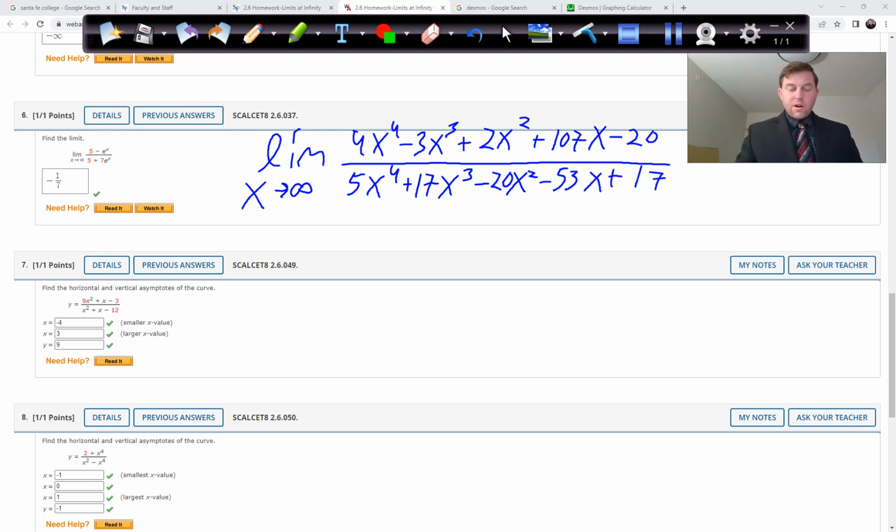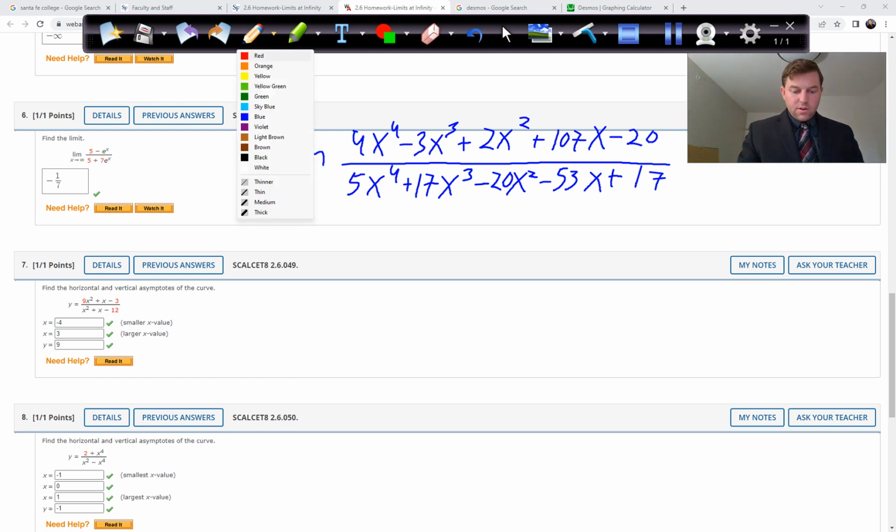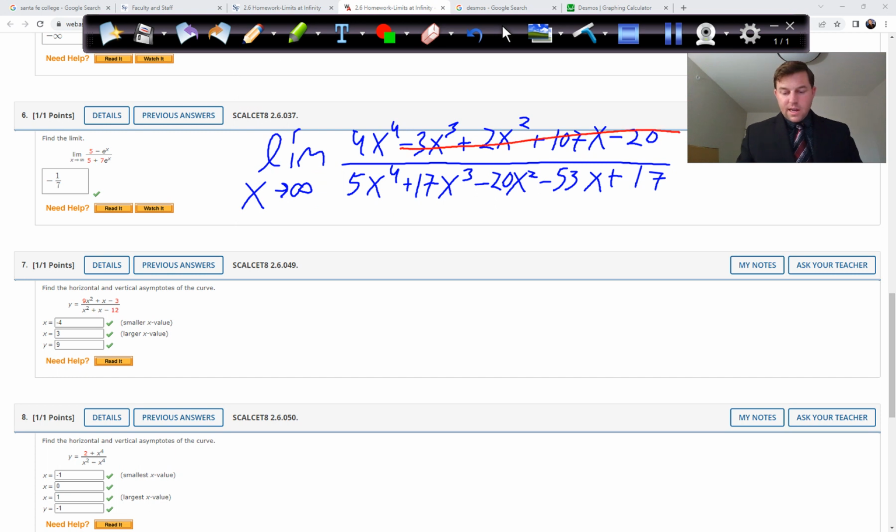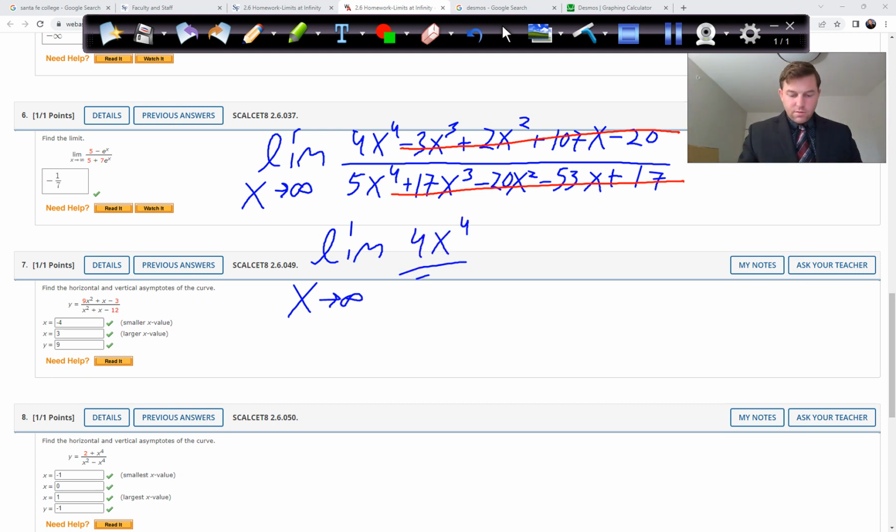You can literally cross off everything except for the biggest power of x. So I can prove that as x gets bigger and bigger, we're not going to care about any of that or any of this. We just care about the x to the 4th term. So this is going to be the limit as x approaches infinity of 4x to the 4th over 5x to the 4th, and once again x to the 4th cancels x to the 4th and the whole thing will reduce to just 4 over 5. And this is, I should have mentioned this, this is called a horizontal asymptote.